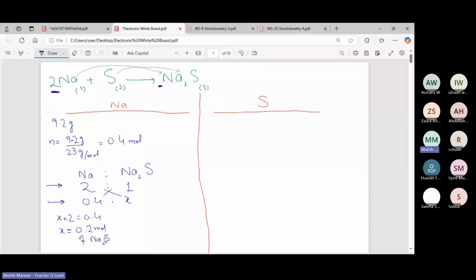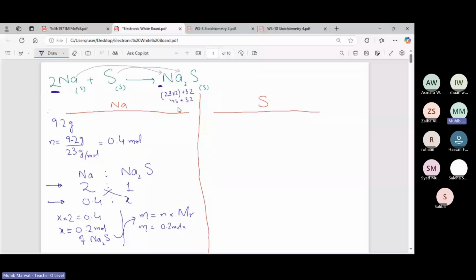Now we are going to convert this sodium sulfide into mass in gram, and you know the formula much better, and that is number of moles multiplied by molar mass, right? So mass in gram is equal to number of moles, 0.2, and molar mass of sodium sulfide, let's calculate it. 23 multiplied by 2 plus sulfur is 32, so 46 plus 32, that will be equal to 78 grams per mole. Okay, we are going to multiply it with 78 gram per mole.